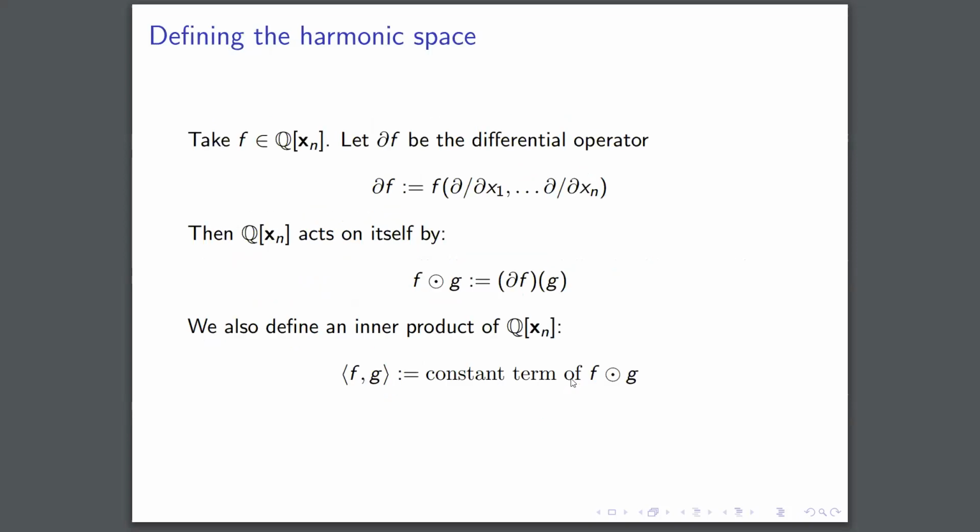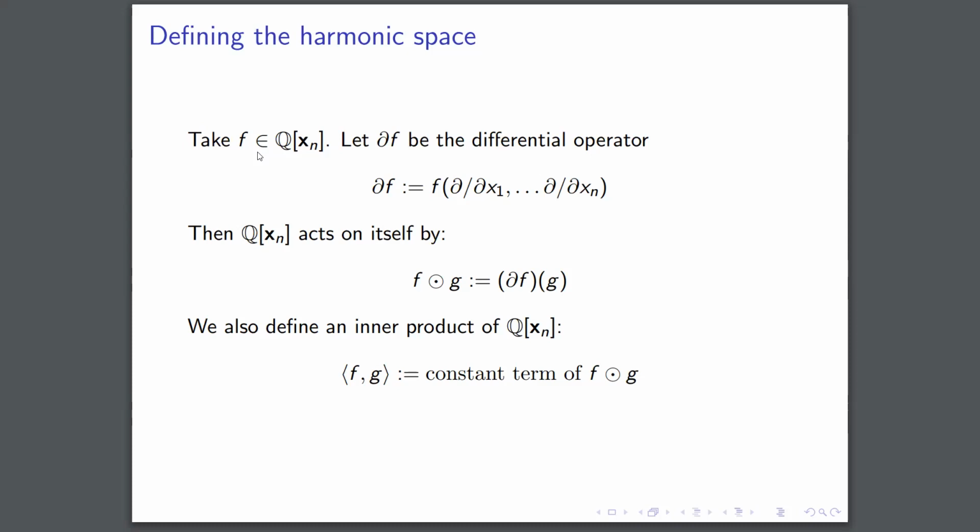Okay, so that's Rn, but we are going to introduce Vn, its harmonic space. First, let's take a polynomial f. We can turn this f into a differential operator. We just replace each xi by the partial differential operator with respect to xi. So now we can define an action of Q[x1..xn] on itself. Let's say we have f and g. We can turn f into a partial differential operator and apply this operator on g, and we get a polynomial.